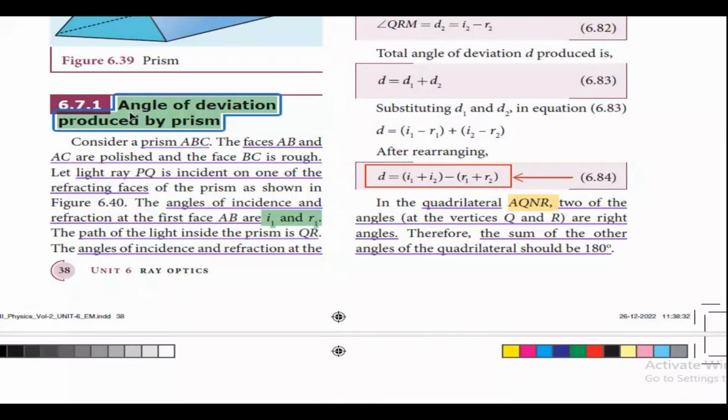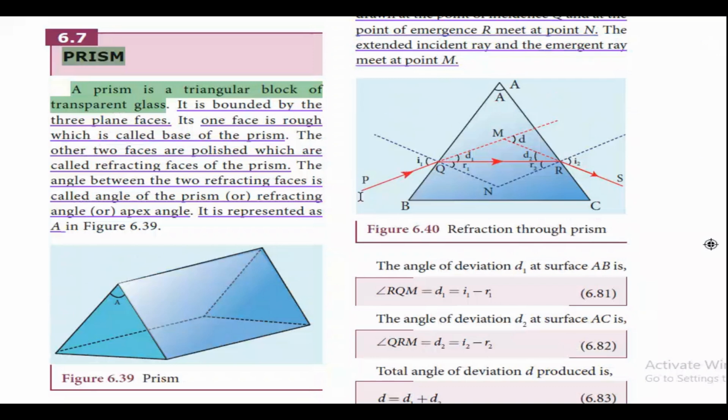Now let us see what is the angle of deviation produced by a prism. For that, let us consider a prism ABC. The faces AB and AC are polished, and the face BC is a rough surface, that is called the base of the prism. A light ray PQ is incident on one of the refracting faces of the prism as shown in the diagram. So this is the incident ray PQ, and QR is the ray that passes through the prism, and the emergent ray is RS. If this prism is not present, this incident ray PQ should have traveled straight like this.